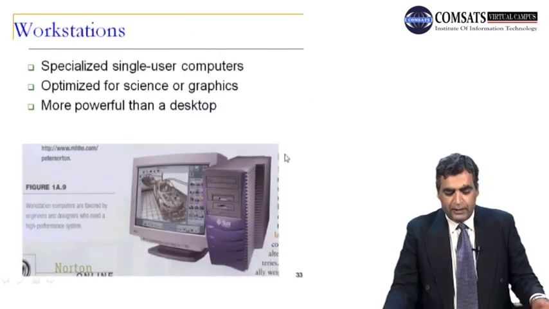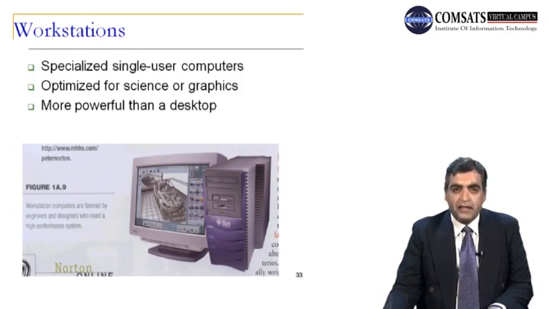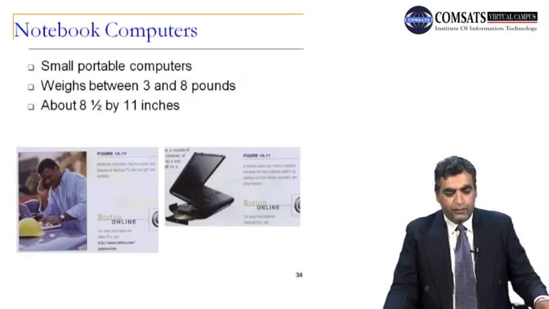Workstations. You can see a workstation here. These are specialized single-user computers. They are optimized for science or graphics use, and they are much more powerful than a desktop machine. A workstation is a specialized, single-user computer that typically has more power and features than a PC. These machines are very popular among scientists, engineers, and animators who need a system with greater than average speed and the power to perform sophisticated tasks. Workstations often have large, high-resolution monitors and accelerated graphics cards, making them suitable for advanced architectural or engineering design, modeling, animation, and video editing.